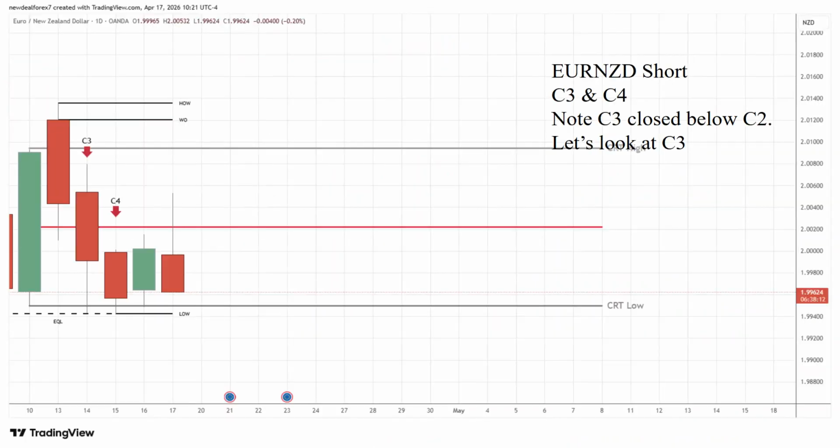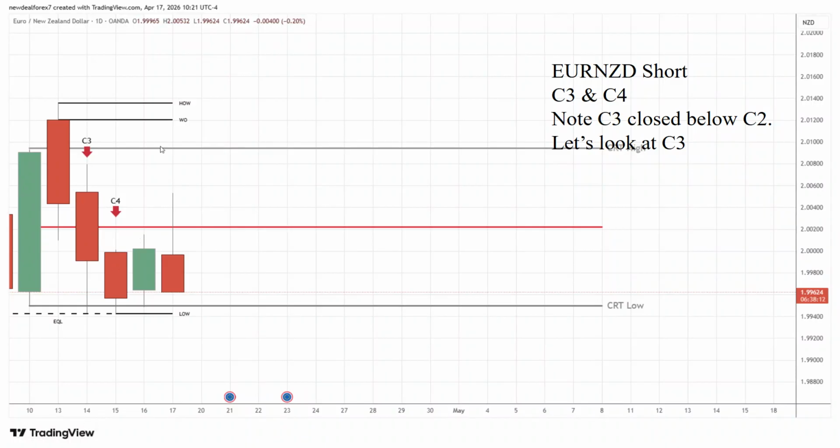So for this week, daily candle range theory. So here we go. The first one was Euro New Zealand, a bearish setup or short. Tuesday had the candle 3, Wednesday had a candle 4. So here is the chart. This is, of course, Monday, Tuesday, candle 3, Wednesday, candle 4.